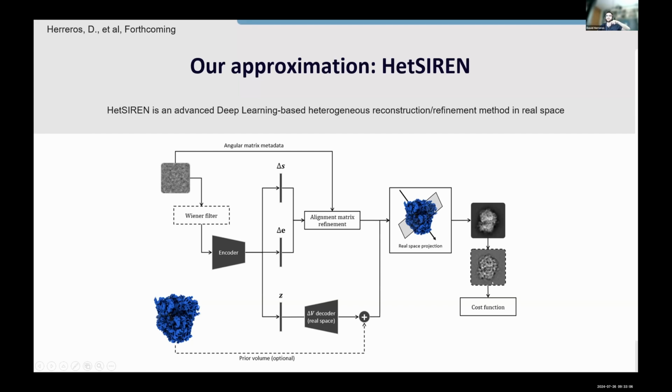This is the output of our decoder. And then if we compare the output images with the experimental ones, we can establish a cost function and we can train our neural network. So this is, in essence, how a HetSIREN neural network works.